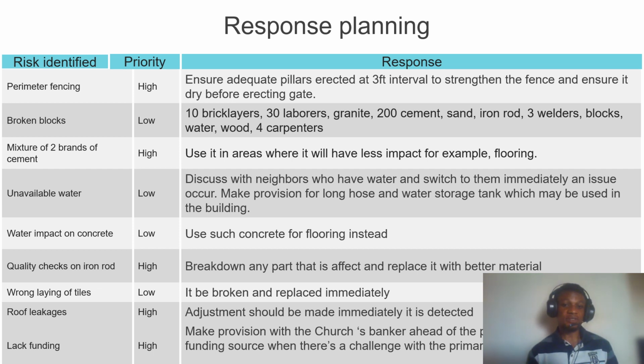And so wrong laying of tiles would also have to be broken down and replaced immediately. Otherwise, water will start penetrating the deckings when the tiles start breaking. Roof leakages, these must be detected. This has to be replaced and fixed immediately. Otherwise, water will start sinking into the building.